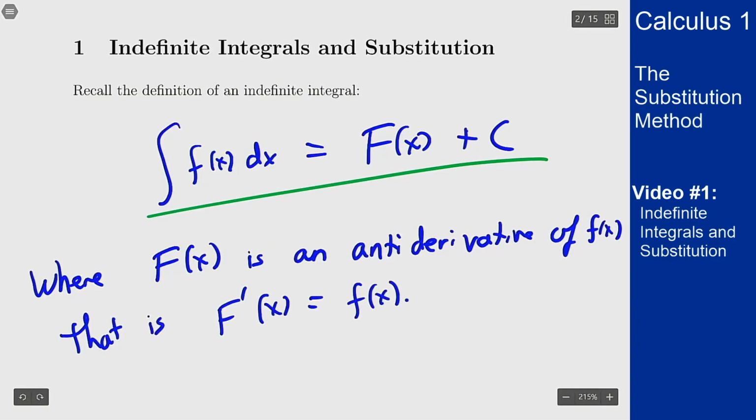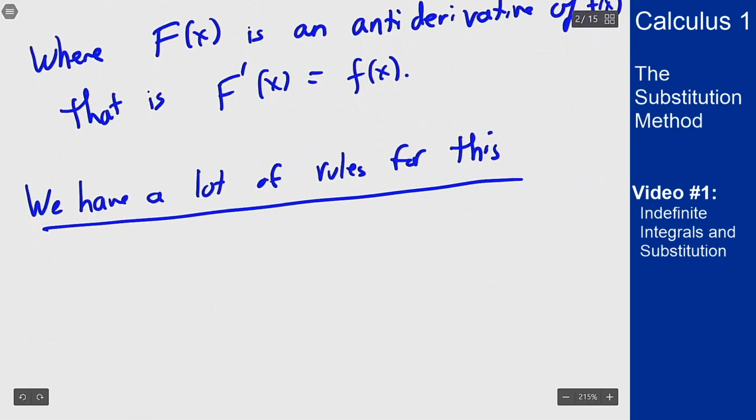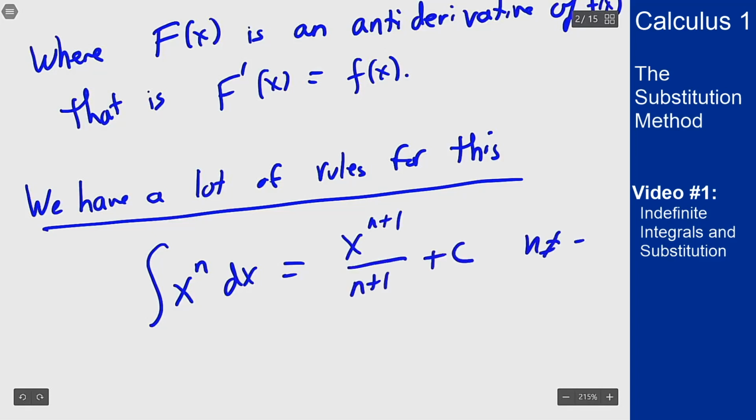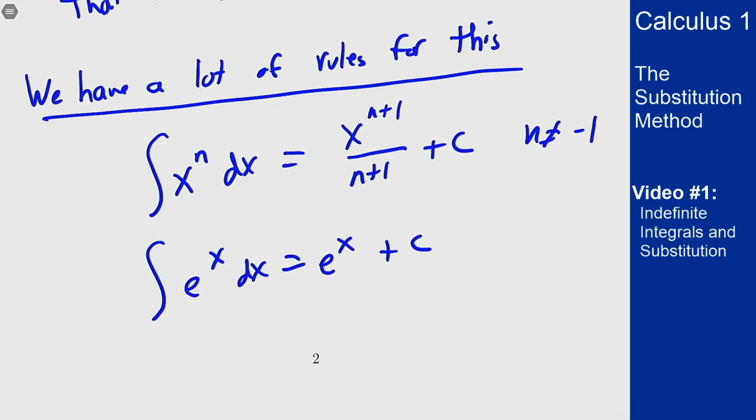And we had a lot of rules for this. Things like the power rule. So the integral of x to the n was x to the n plus 1 over n plus 1 plus c for n not equal to minus 1. If I integrated, say, e to the x, I would get e to the x plus c. And many other rules like that. Trig functions, sums, those sorts of things all had rules that we could use to find indefinite integrals of functions.